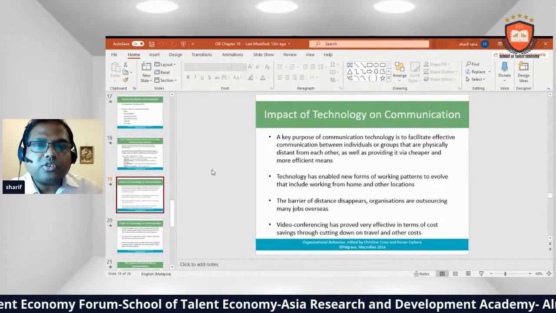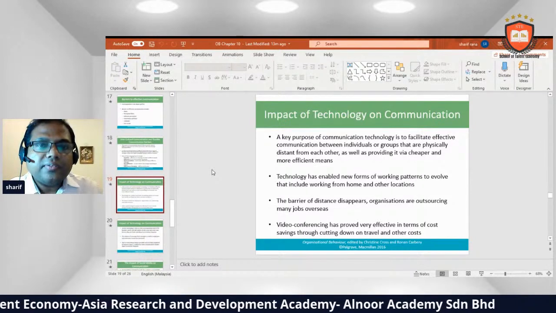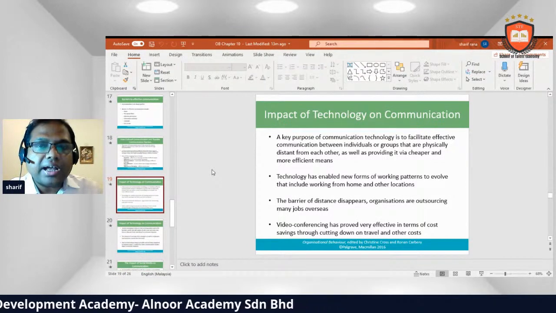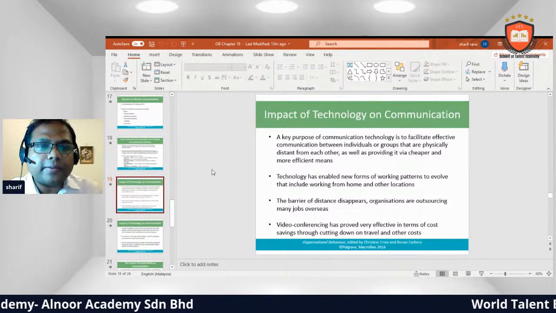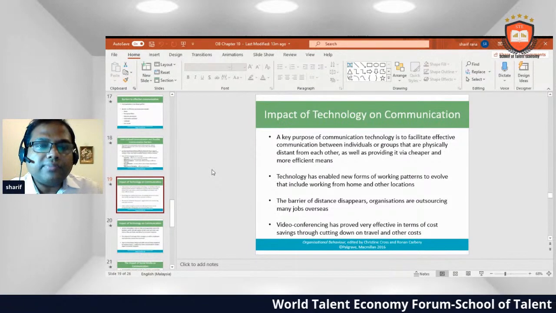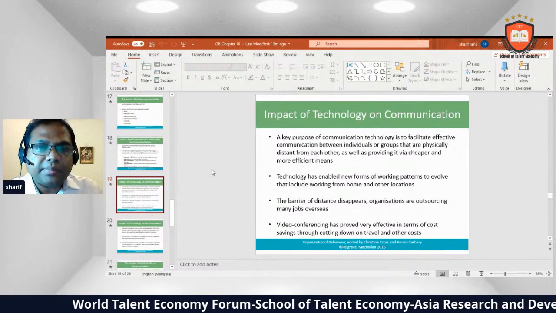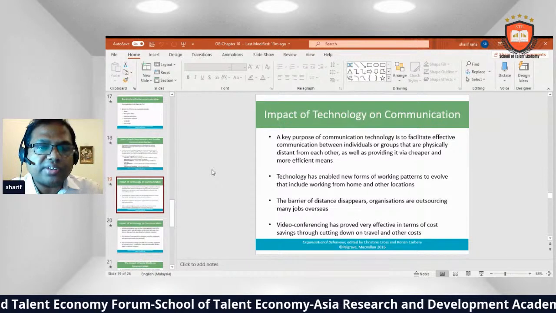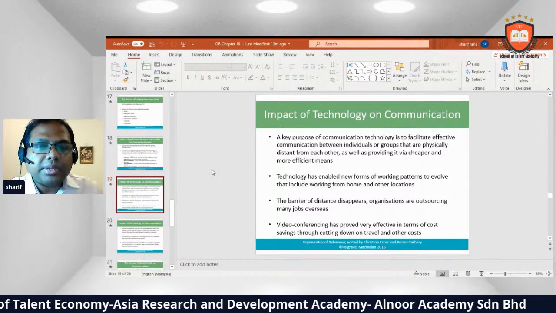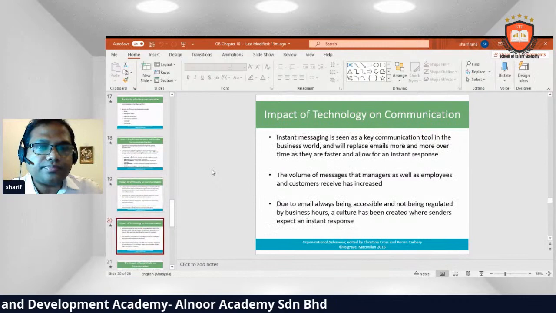A key purpose of communication technology is to facilitate effective communication between individuals or groups that are physically distant from each other, as well as to provide it via cheaper and more effective means. Technology has enabled new forms of working patterns to evolve, including working from home and other locations. The barrier of distance disappears, and organizations are outsourcing many jobs overseas. Video conferencing has proved very effective in terms of cost savings through cutting down on travel and other costs.